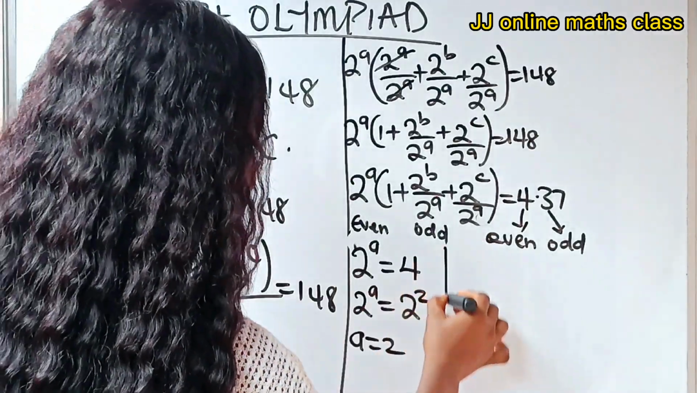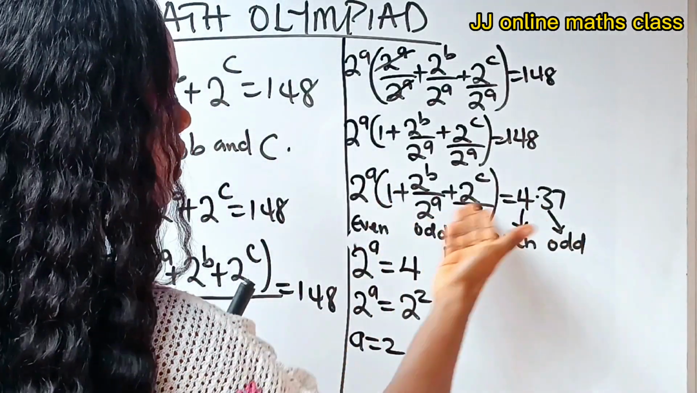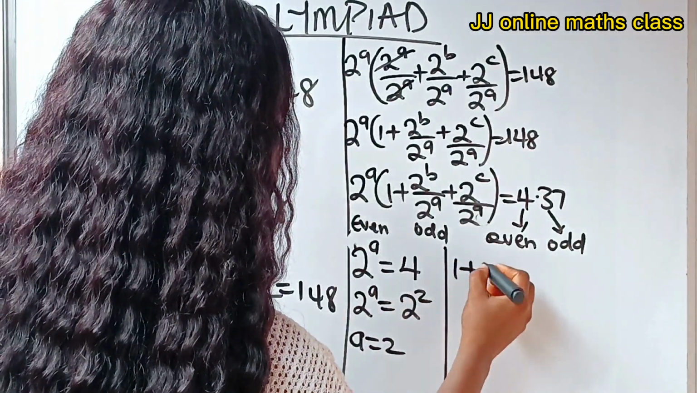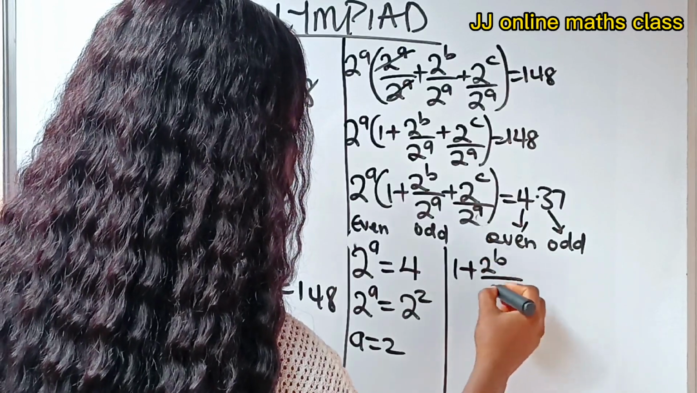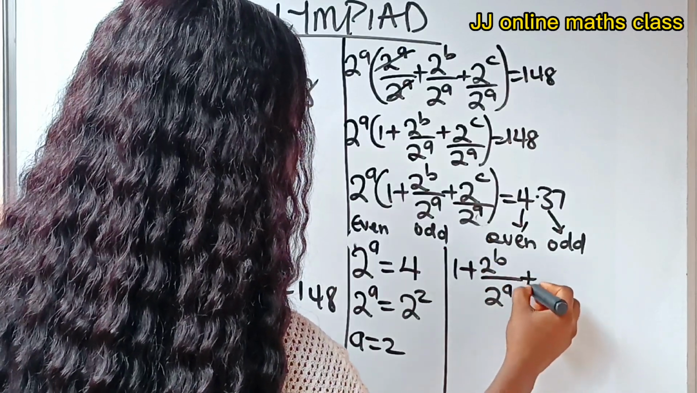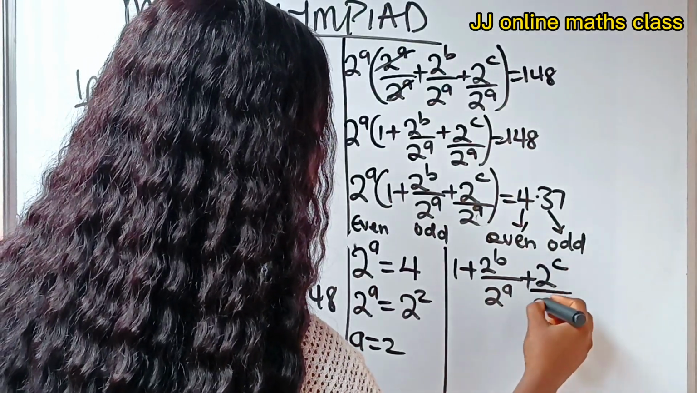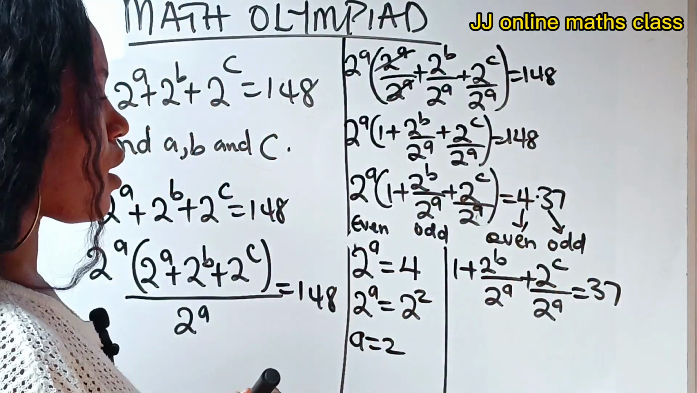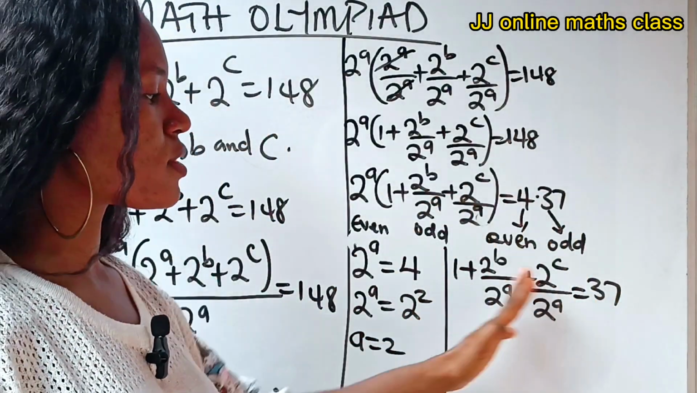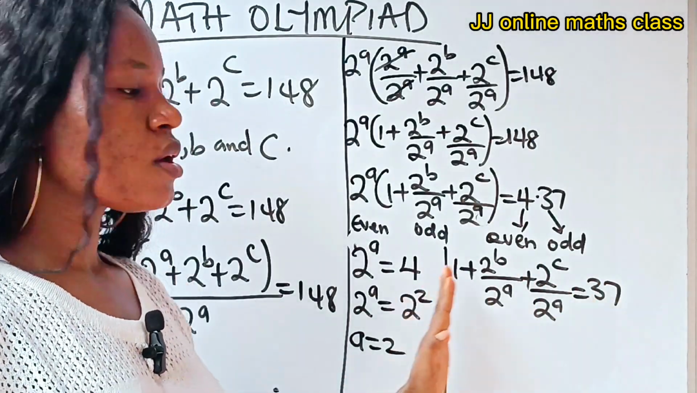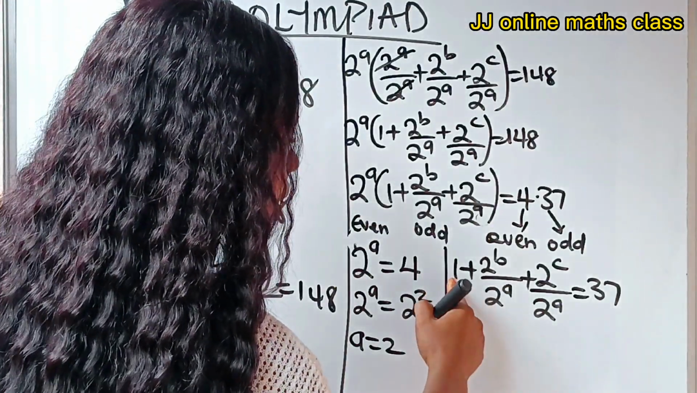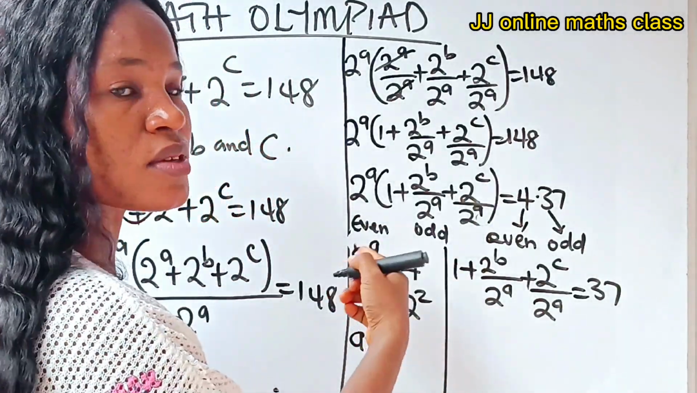All right, so now let's solve the odd side of this equation. When you look at this, you know that 1 plus 2 to the power of b over 2 to the power of a plus 2 to the power of c over 2 to the power of a is equal to 37. Okay, now let's subtract 1 from both sides of the equation. Then 1 minus 1 is gone. This one will be 0, right?